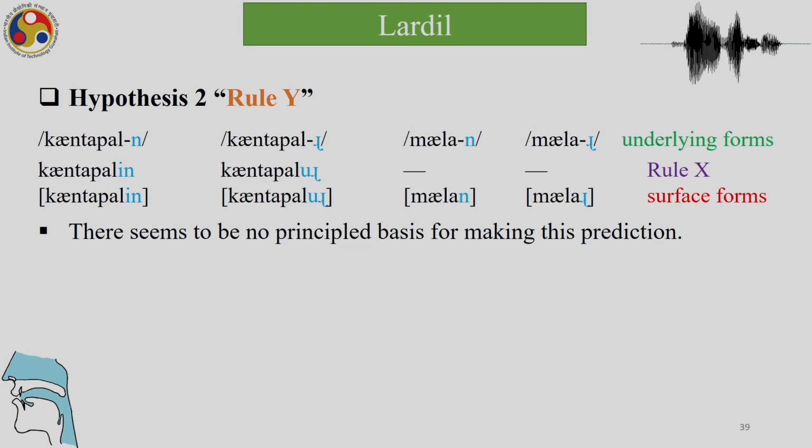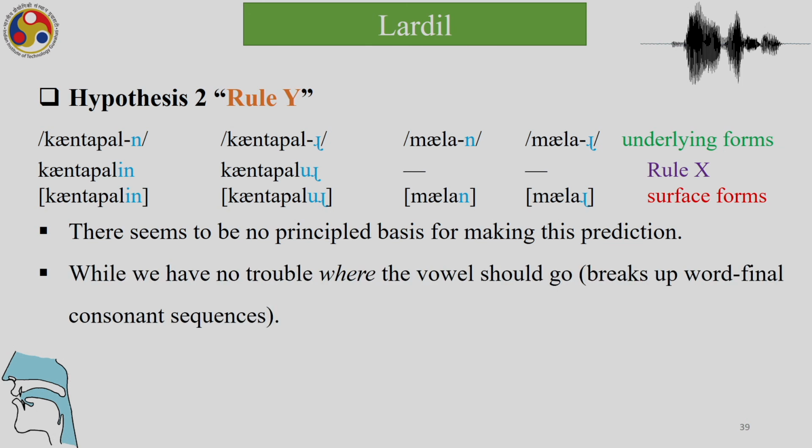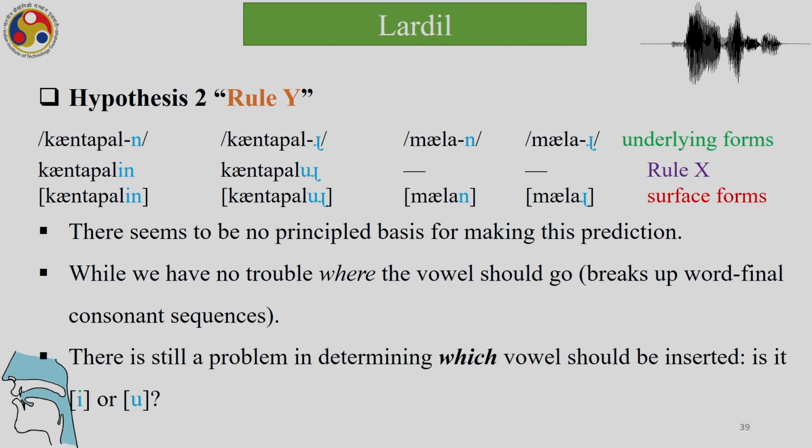So if we say insert a vowel if there are two consonants together, then we would get these forms as before. Now there seems to be no principled basis for making this prediction. While we have no trouble where the vowel should go, it breaks up word final consonant sequences, there is still a problem determining which vowel should be inserted. Is it E or U? Now that is a crucial question here.